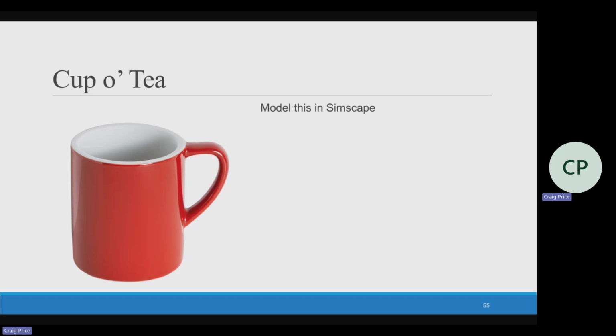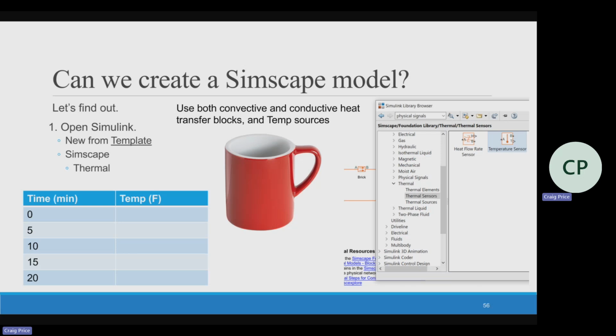I'll make some here. We're going to model this in Simscape. So in Simscape, you want to pull up a thermal, and create from a thermal template. By the end of this class, in half an hour, you should be able to have something that sort of works. Our goal is to model the cup. So just a regular thermal template in Simscape. Our goal is to create the Simscape model.